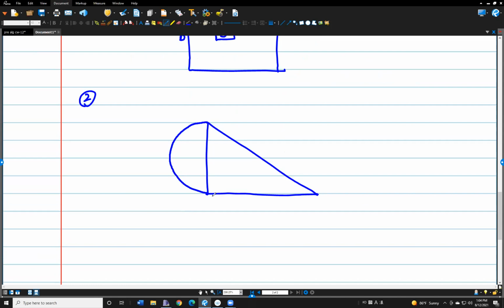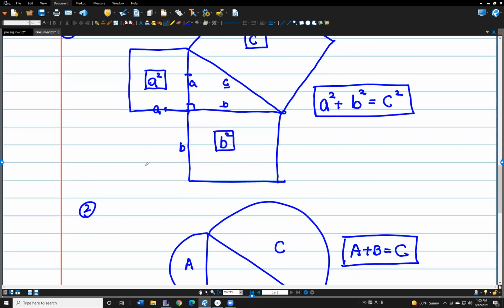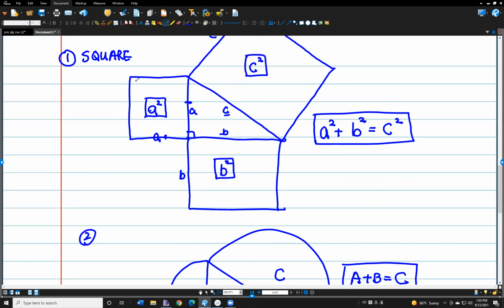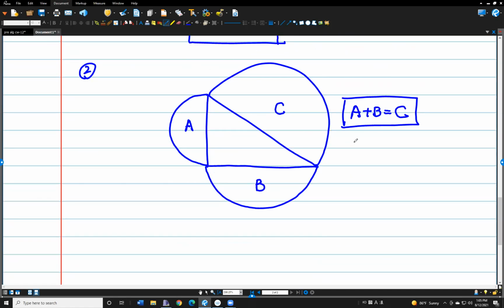I'm going to do a semicircle. This is a semicircle. This semicircle area is A, this semicircle area is B, and this semicircle area is C. Still, the sum of these two areas equals the other area. This is also the Pythagorean theorem. But at your grade, we use only squares, right? But remember, the Pythagorean theorem doesn't always have to use squares. Anyway, the sum of these two areas equals the other one. It can be a semicircle or similar shapes, right?